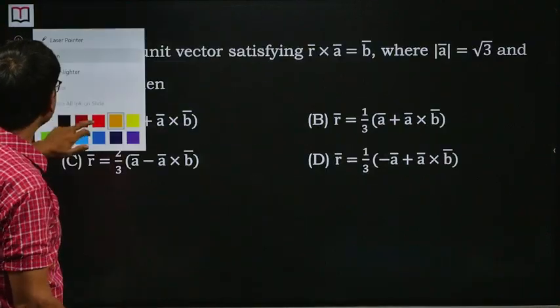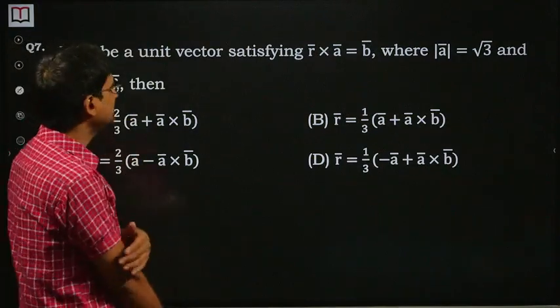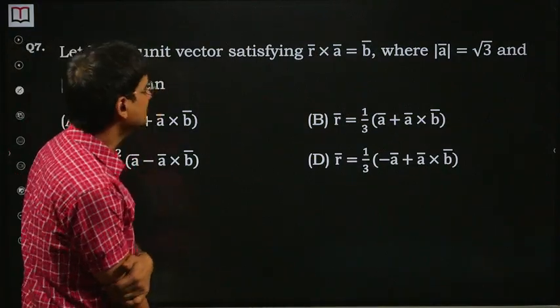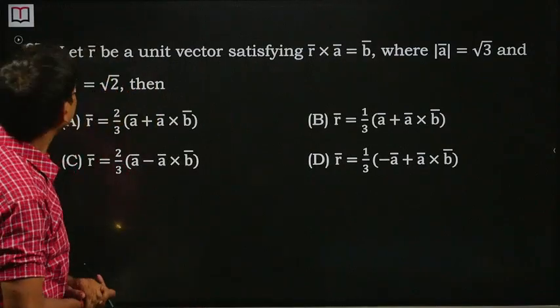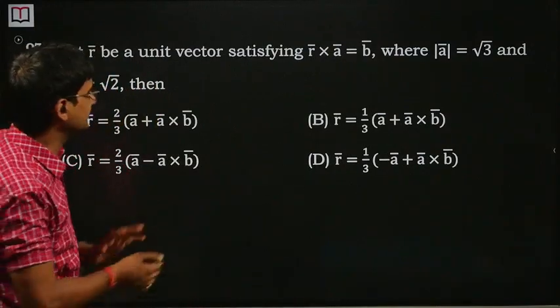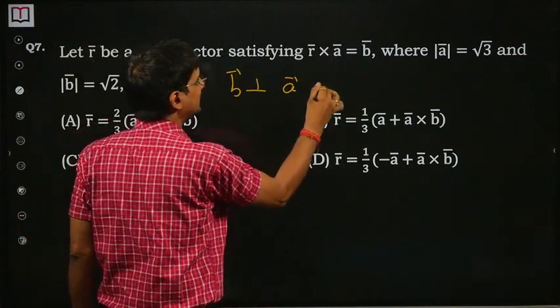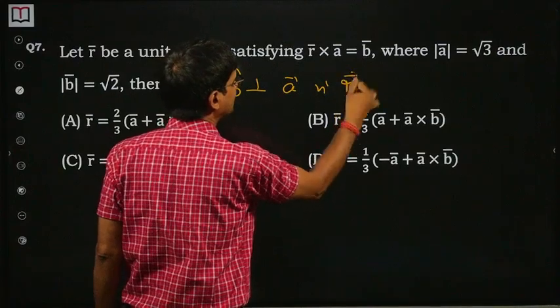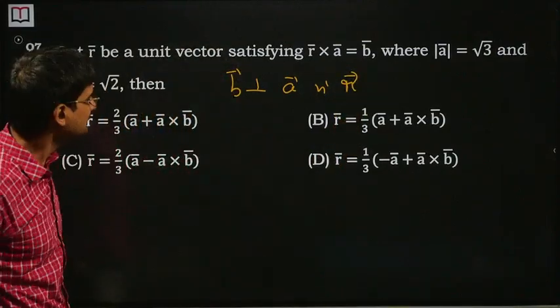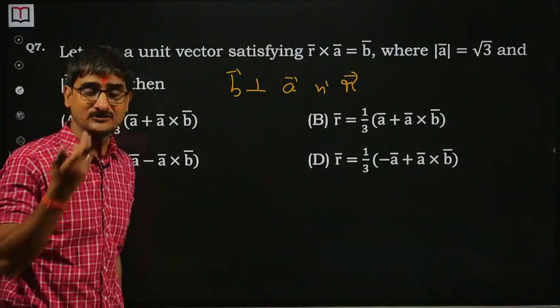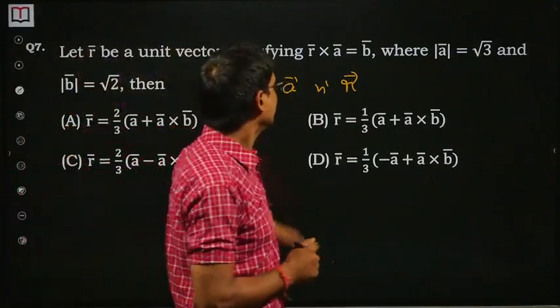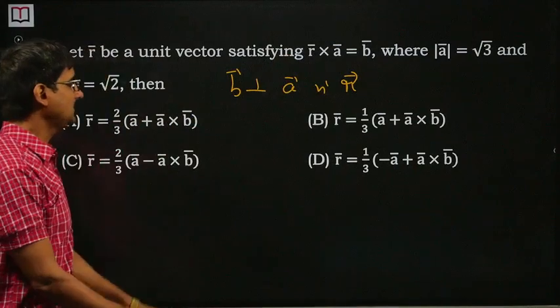So moving to the next question. R is a unit vector satisfying this relation, where the magnitude of A is given as root 3 and the magnitude of B is given as root 2. See, vector B is perpendicular to both vector A and vector R. I think all of you will agree, isn't that so? Because R cross A is vector B, vector B is perpendicular to both vector A and vector R.